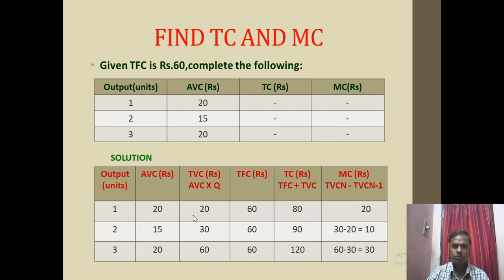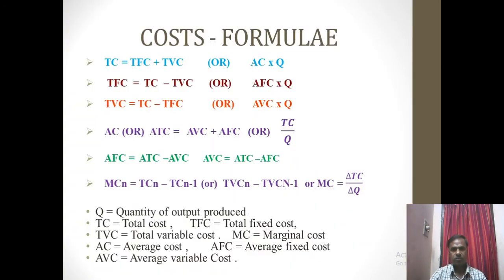What do we have to do? We can add one more row here. We can put 0 output, then TFC 60, then TC 60, then 80 minus 60, 20 will come. But without doing that, if we have TVC, you calculate MC from TVC, right? Then this is the formula we have discussed so far.